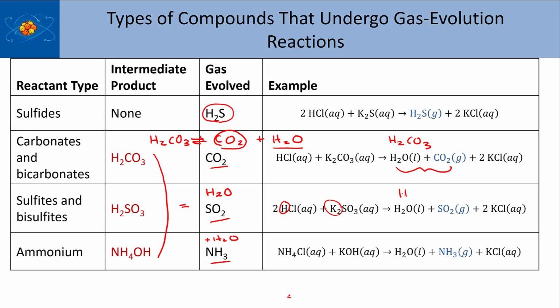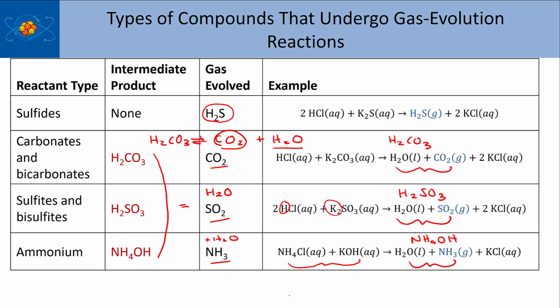You get H2SO3 that breaks up to water and its anhydride SO2. And again, with ammonium chloride and potassium hydroxide, you get ammonium hydroxide in the double replacement reaction, which breaks apart to give you H2O and NH3.